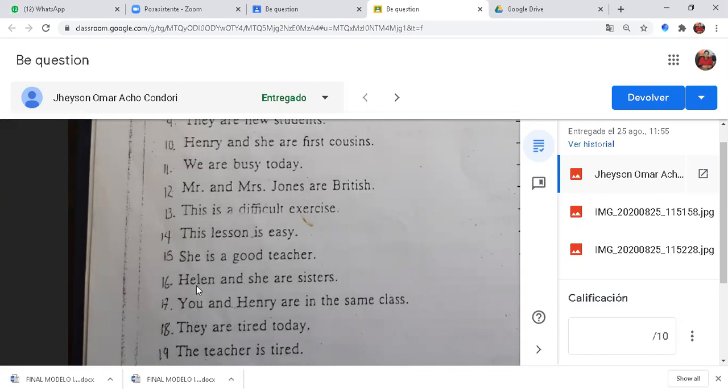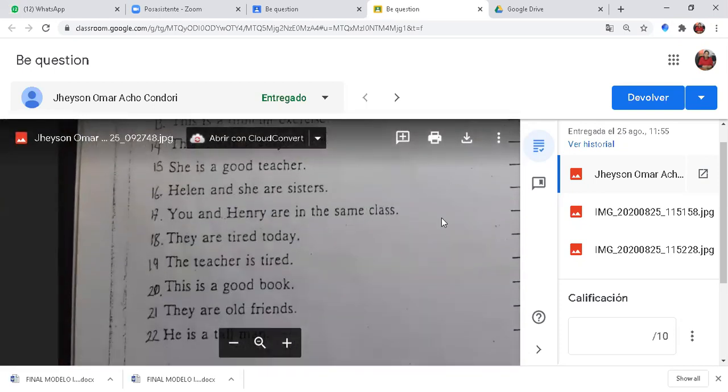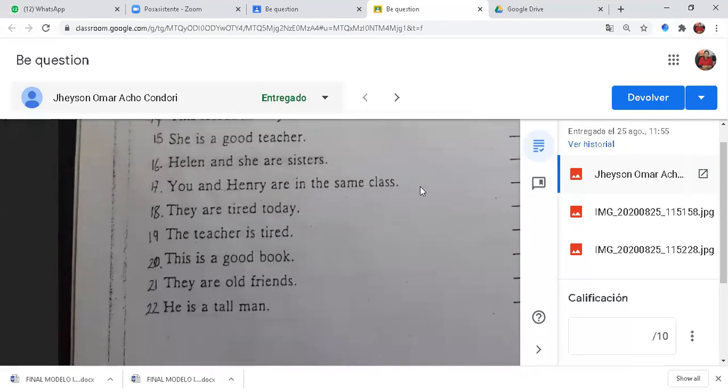Are Helen and Henry in the same class? Are Helen and she sisters? 17. Are you and Henry in the same class? In the same class, yes. 18. Are they tired today? 19. Is the teacher tired? Yes.